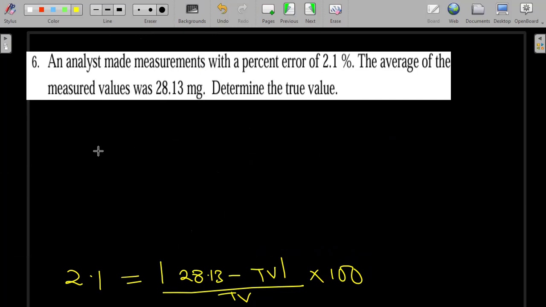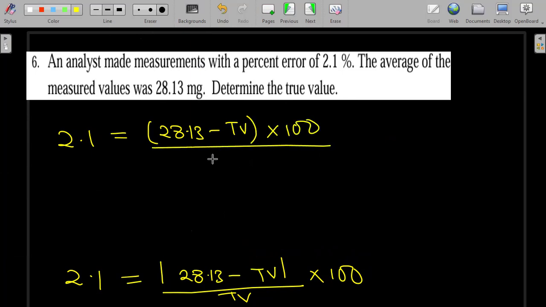Okay, we can remove the modulus and then we cross multiply. So what we're going to have is 2.1 is equal to 28.13 minus the true value, multiplied by 100, and then divide everything by the true value. So now we can cross multiply.